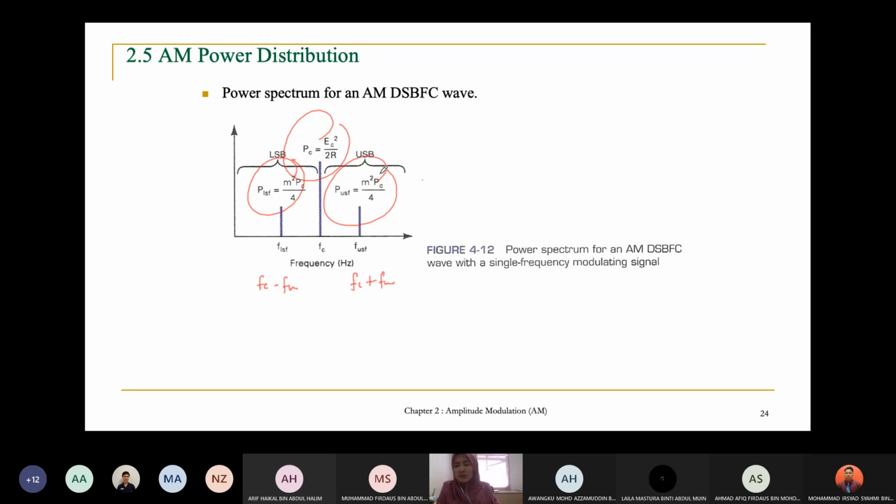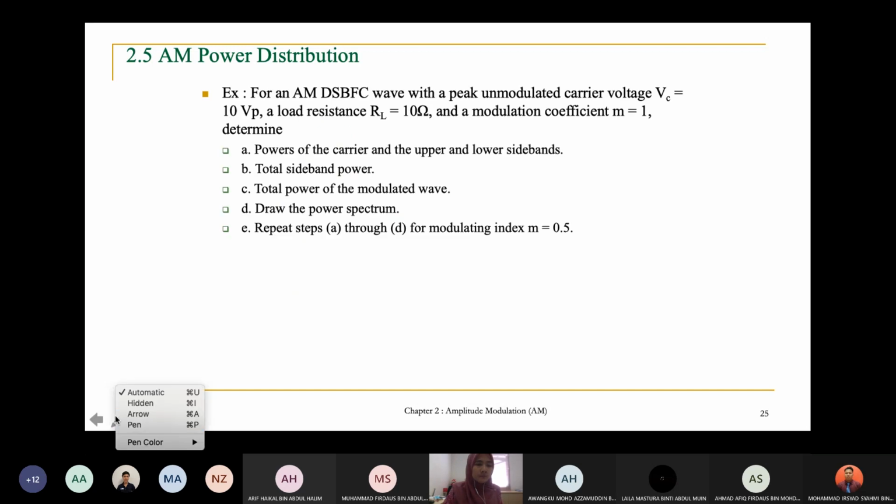And now let's do the final example. For an AM wave with a peak unmodulated carrier voltage VC equal to 10, a load resistance RL equal to 10 ohm, and a modulation coefficient M equal to 1, determine the powers of the carrier and the upper and lower sideband. So the power of the carrier, of course, is PC, this is PUSB, and this is PLSB. So how to calculate? Directly use the formula, very simple.